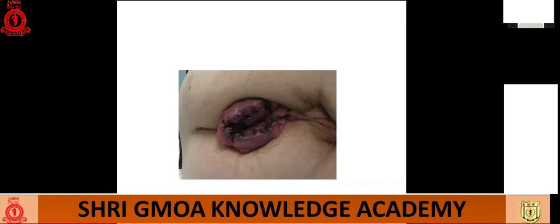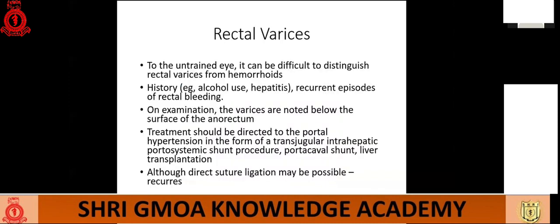At this point, as you can see in the picture, the whole rectum, the whole anal canal is involved. But if you resect everything, then they will develop anal strictures later on. So subtotal hemorrhoidectomy is preferred in these instances.